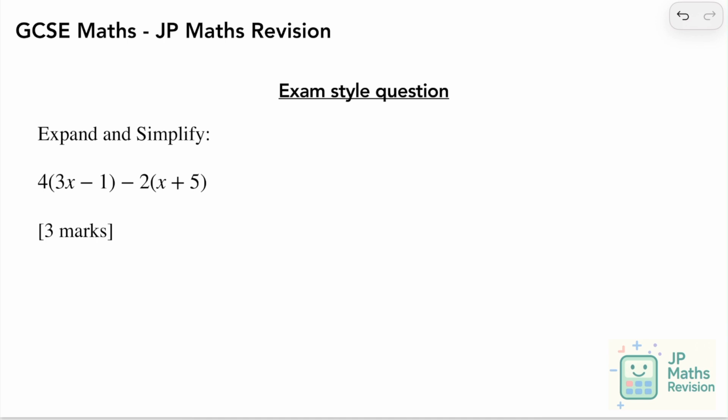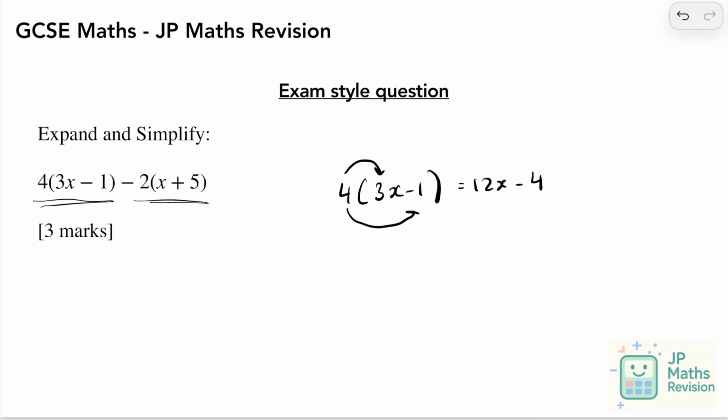So here's a typical exam style question on this topic. We need to expand and simplify these brackets here. This expression involves 2 sets of brackets. So we have this one first, and then we have this one. We're just going to do them step by step. So the first one is 4 bracket 3x minus 1. If we expand that, that is 12x, and then 4 times minus 1 is minus 4. So we get 12x minus 4.